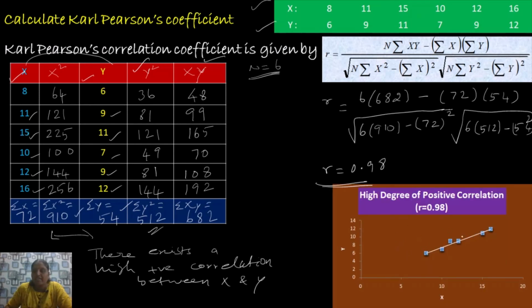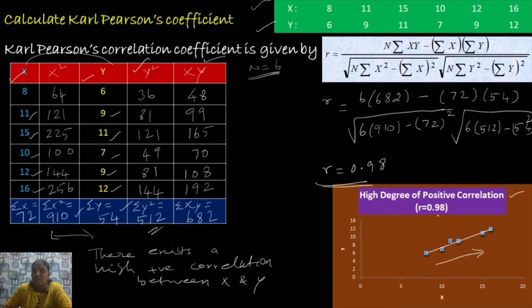Let me show you the graphical representation, that is the scatter diagram of the given variables x and y. After plotting all these points, we get a line like this. There is an upward movement, so there exists positive correlation, and the points are clustered closely around a line. There is small deviation of the points from the line, so there exists a high degree of positive correlation, isn't it? Based on this diagram too, we know that there exists a high degree of positive correlation.